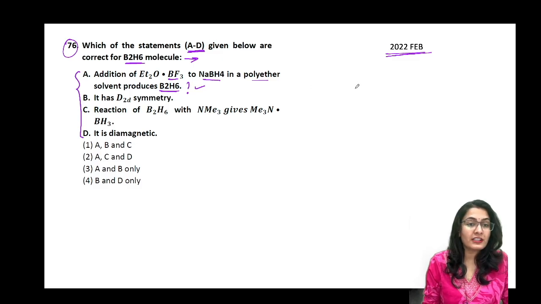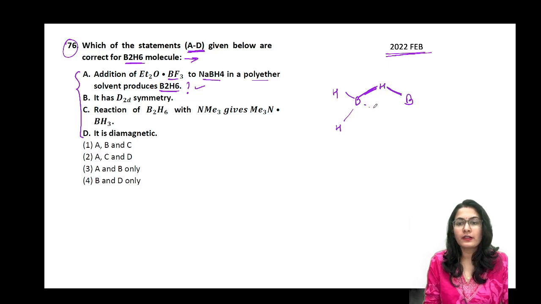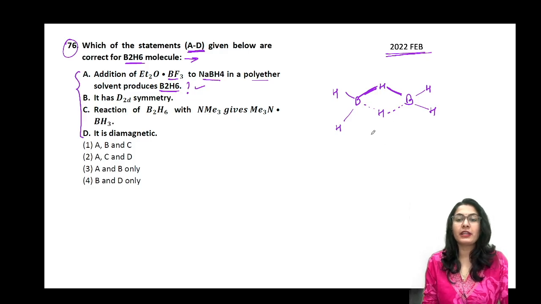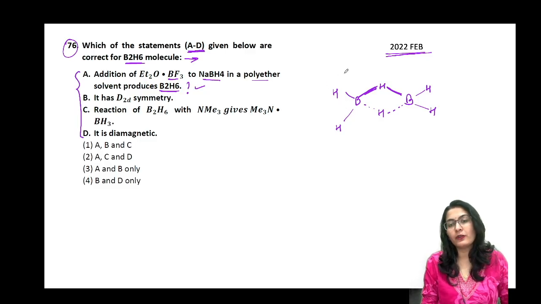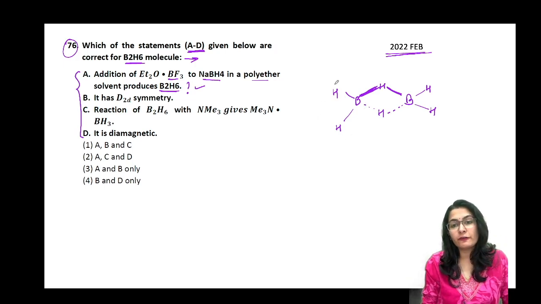Now, B2H6 molecule, it has D2D symmetry. So you have to find this out by drawing the structure. And you must know this is the structure of diborane. So basically, see, this boron looks like it has become tetrahedral. That means two of the hydrogens are going to be on this plane. It is on one plane, and these two hydrogens are on a plane which is perpendicular to the plane of paper. So that means all of the molecule is not planar.